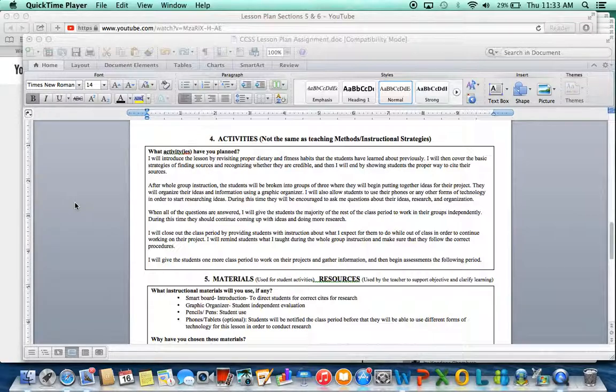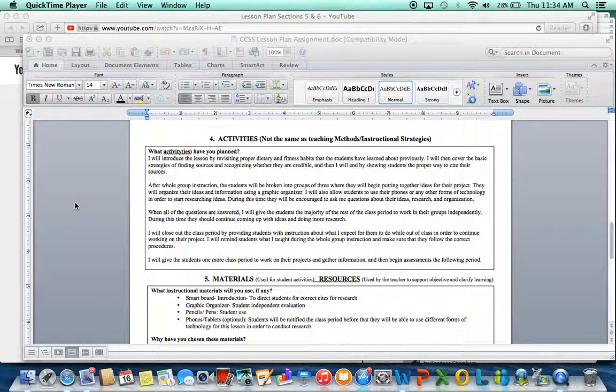In section 4, the activities section, I will introduce the lesson by revisiting proper dietary and fitness habits that the students have learned previously in the class. Then I will cover the basic strategies of finding sources and recognizing whether they are credible or not. And then I will end up showing the students the proper way to cite their sources.